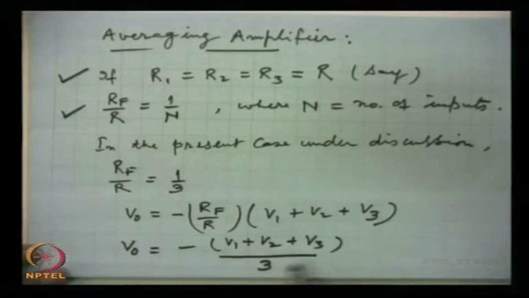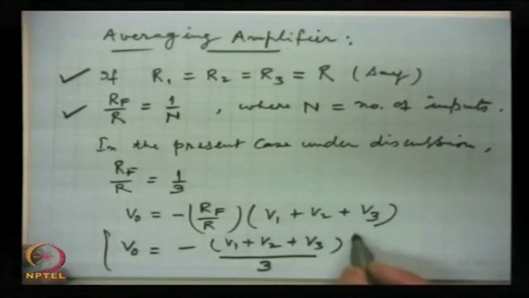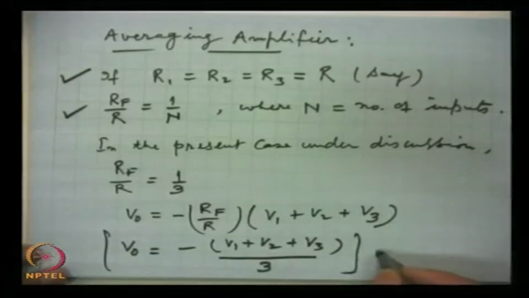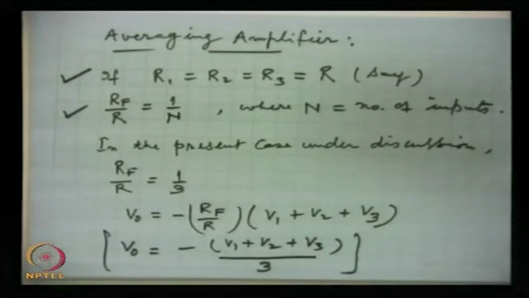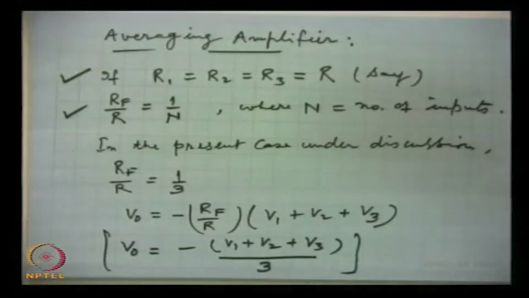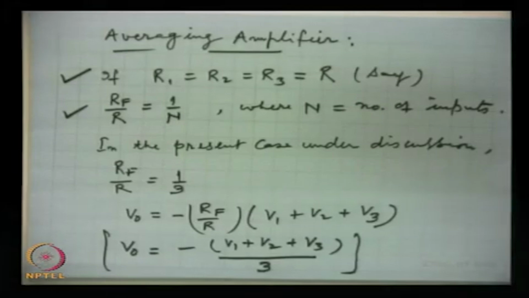So this is the result for the averaging amplifier. The output is the average of all the inputs with a sign reversed. So this is the averaging amplifier. We continue with these amplifiers. We will take other circuits also. Let us talk of a logarithmic amplifier.